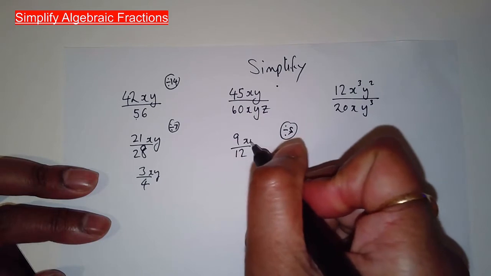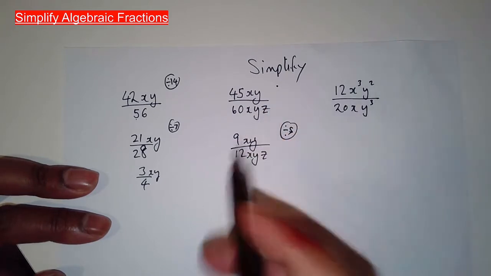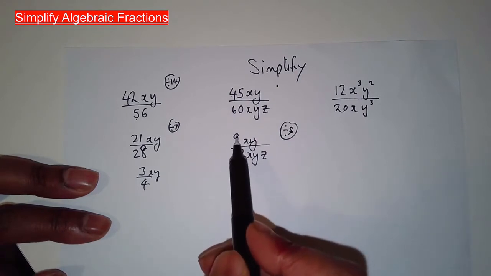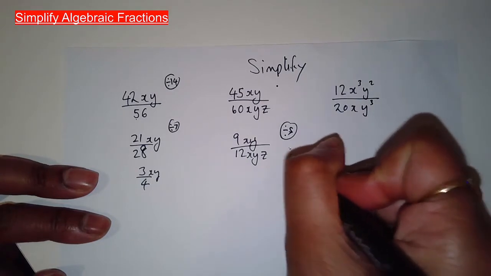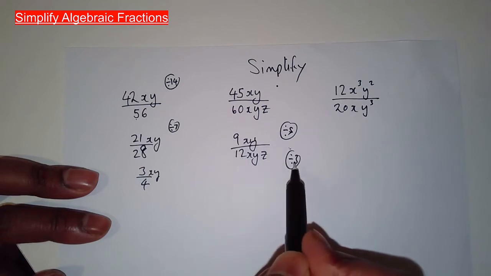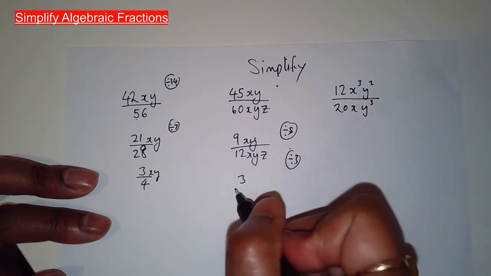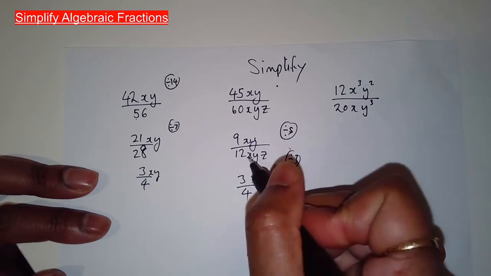And then just copy those letters. Right, what's the biggest number that goes into 9 and 12? Okay, it looks more manageable now. So the biggest number that goes into 9 and 12 is 3. So divide top and bottom by 3. 9 divided by 3 is 3. 12 divided by 3 is 4. Don't forget the xyz.